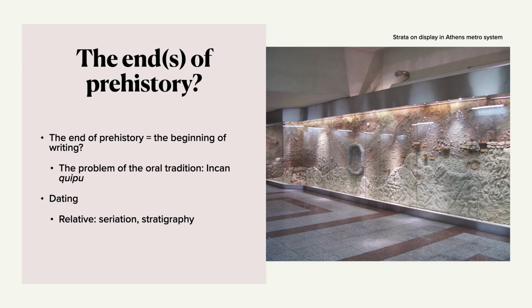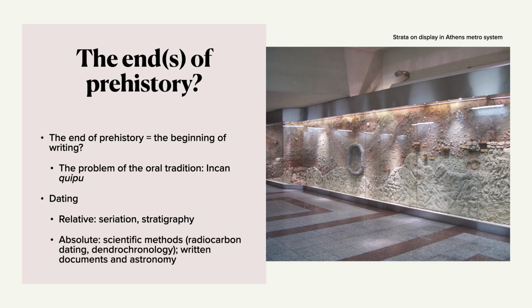Now, the other form of dating, of course, is absolute dating. And this assigns a specific calendar date. This is often calculated by scientific means. So things like radiocarbon dating or dendrochronology. Dendrochronology is the use of tree rings to determine the date. It's not foolproof because there is a margin of error in the dating, plus samples can be contaminated.